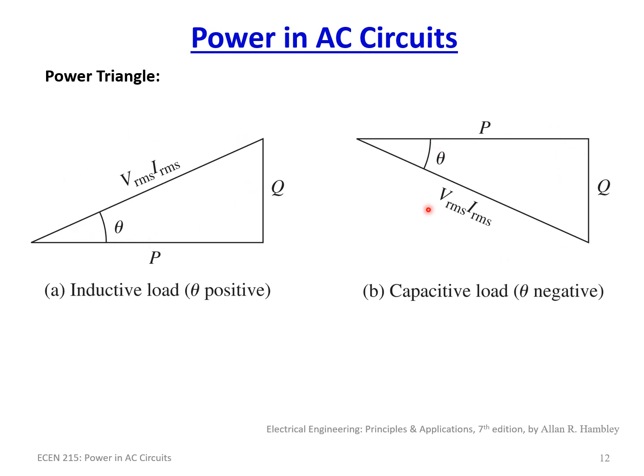So if you ever see a question that says Q is 5 kVAR lagging, then you know that Q is positive, and effectively you're looking at this type of triangle. If you have Q 5 kVARs leading, then you're going to be using this power triangle with theta being negative.